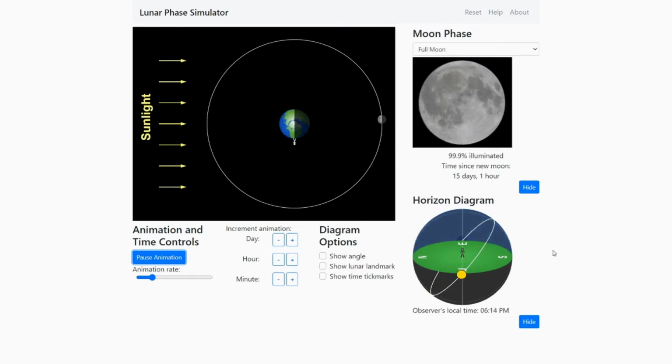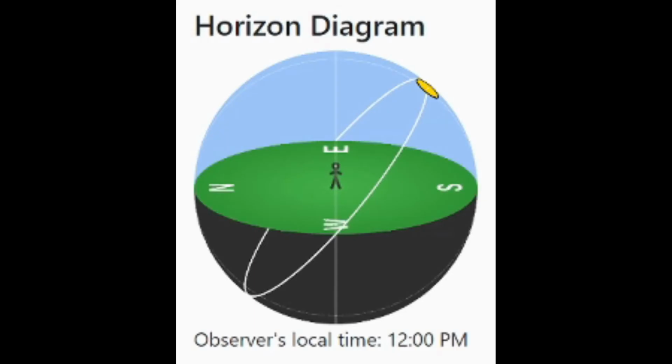So let's take a close-up look at this horizon diagram down here. This represents what we can see from the ground. So we can again see the directions north, east, south, and west. This edge, where the green meets the blue, represents the horizon.